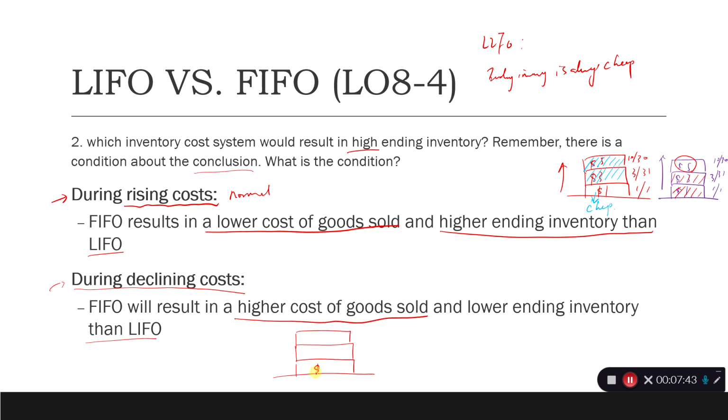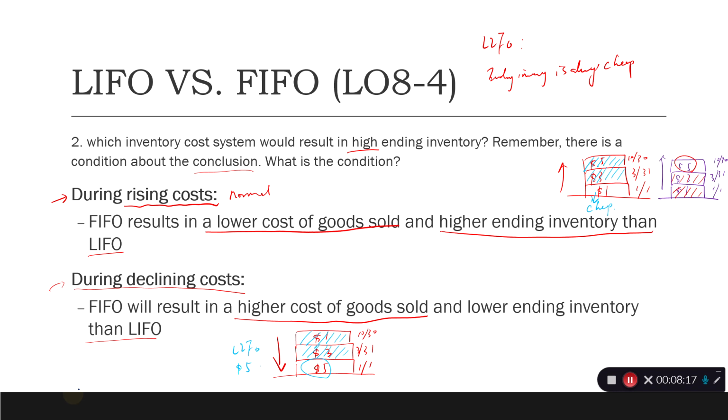And then during a declining cost situation, let's say we have $5 at January 1st, $3 at March 31st, and $1 at October 30th. So this is a declining cost method. Under the LIFO method, we consume the latest layers first, and we are left with $5 as ending inventory. So LIFO will be left with $5.